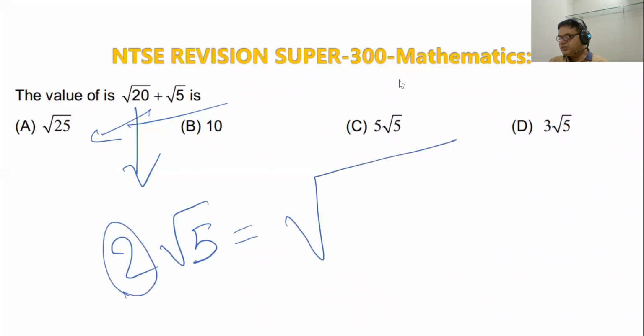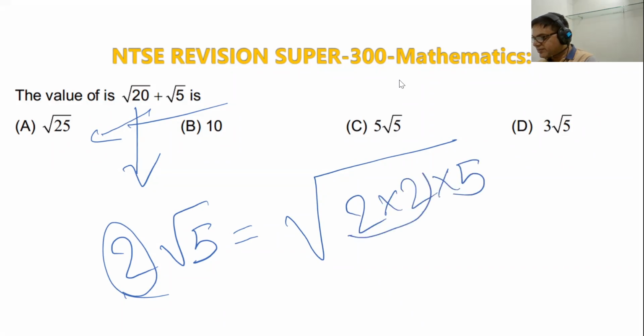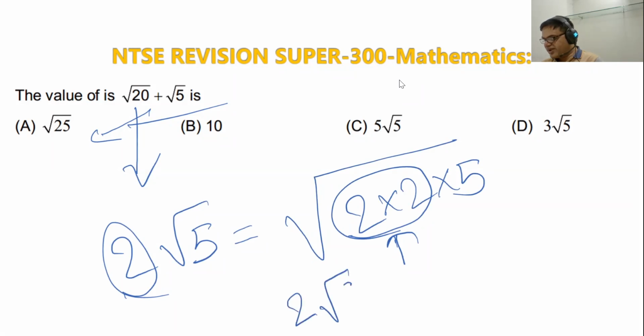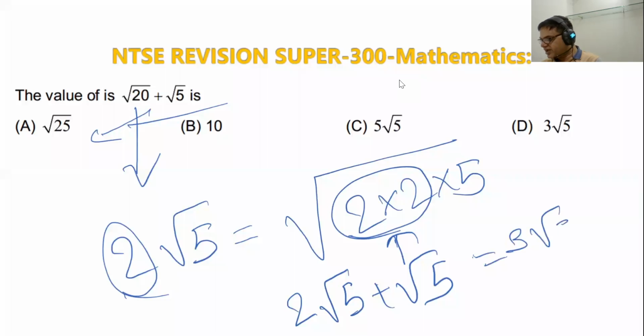√20 can be written as 2 into 2 into 5. Since here it is a square root and I am having two pairs of twos, one pair of two, so I will go to it and say, brother, you are having two twos, give me one. He will say okay. So this will become 2√5 plus √5. Now I can add the two numbers. I don't have any problem. So the result will be equal to 3√5, or option number D will be the correct answer of this question.